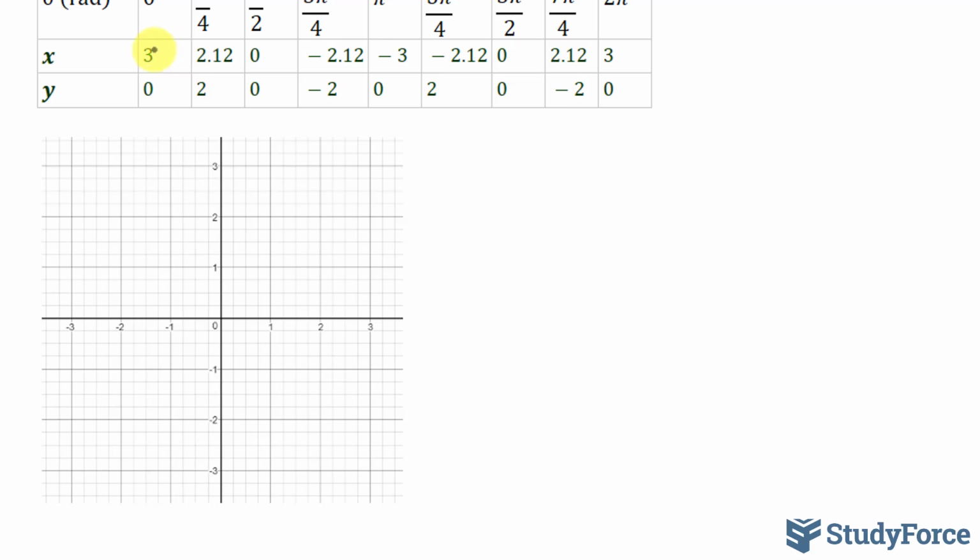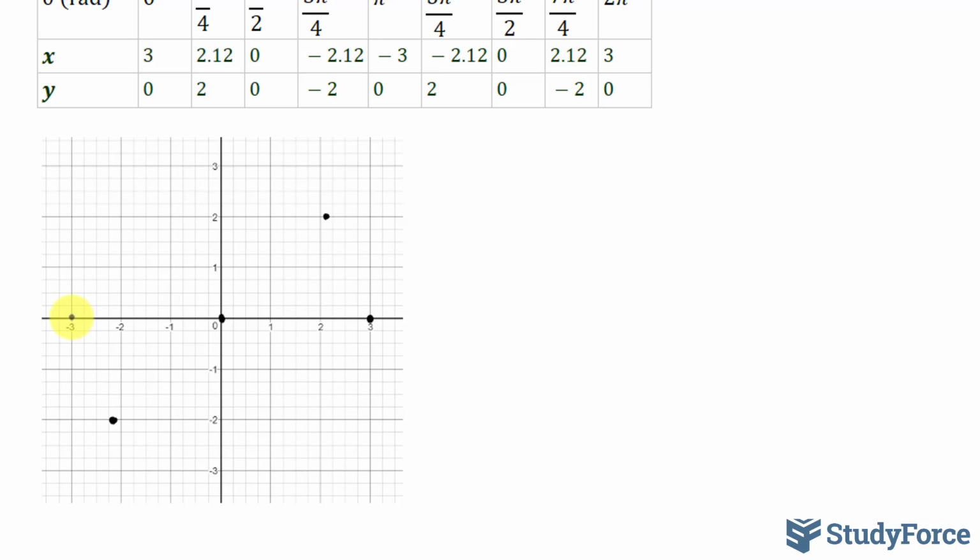My first point will be at 3 and 0. So 3 and 0 is here. My next point is at 2.12 and 2. 2.12 is roughly right here, and up to 2 means that the point is there. My next point will be at 0 and 0. Following that, we have negative 2.12 and negative 2. So move to the left of negative 2.12, which is approximately there, and negative 2 is down here.